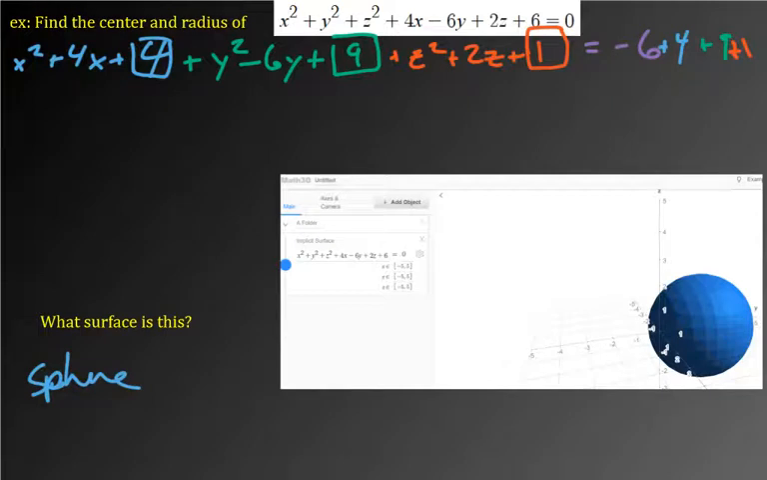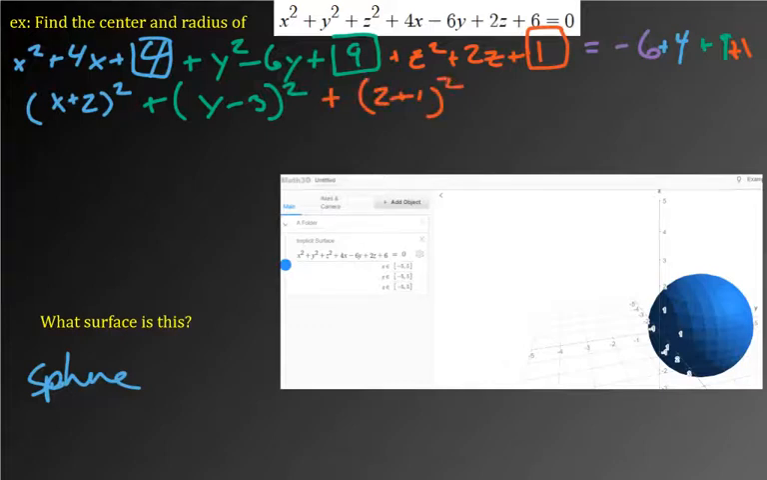now I can factor things. So the blue x terms factor into x plus 2 squared. The green ones would be y minus 3 squared. The z ones would be z plus 1 squared. And then over here, the numbers all combine to 8.